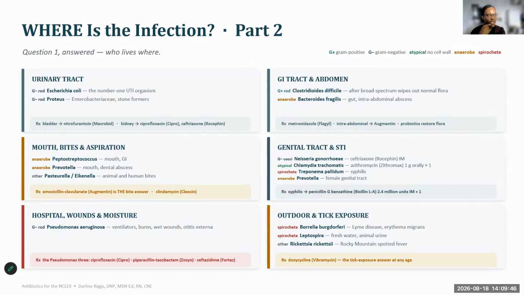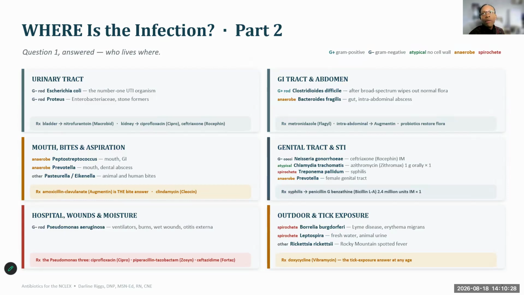Hospital wounds and moisture, for those it's the Pseudomonas. So vent clients, burn clients, the wet stuff. Otitis externa also falls under that umbrella. Those require a cocktail, for lack of a better word. Instead of just one medication, you want to treat with these three: ciprofloxacin, Zosyn, Fortaz. A lot of this is due to resistance. As you know, these pathogens are extremely intelligent.